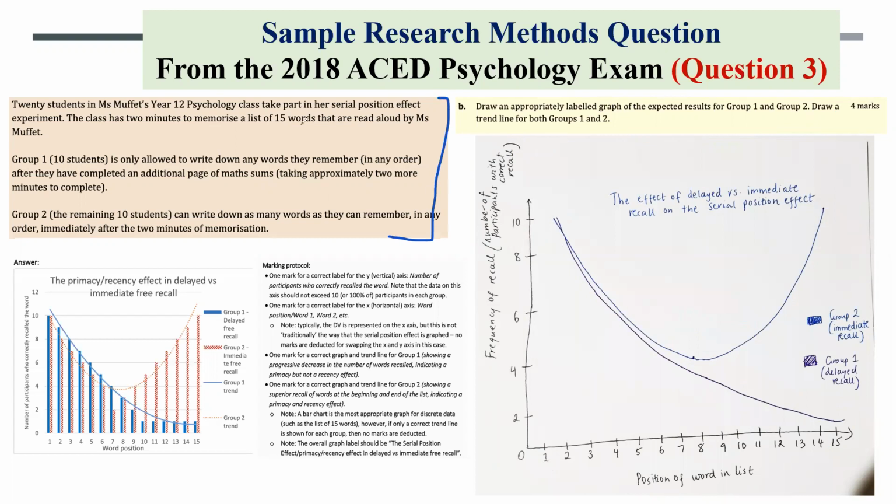For example, we've only got 15 words. So if your x-axis goes all the way up to 20, that's wrong because there's not 20 words being tested by Miss Moffat. She's only using 15 words. So as long as you take into account whatever information they have given you, you can make guesstimates with the rest of it. You don't have to be exact because they haven't given us much to work with here. So this is all that we can create based on what they've given us.